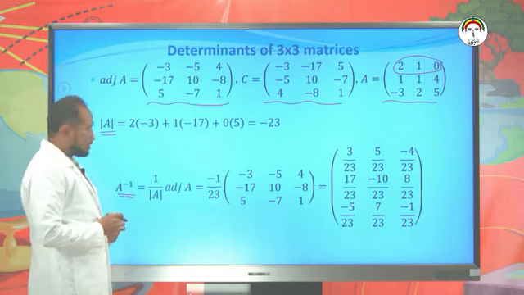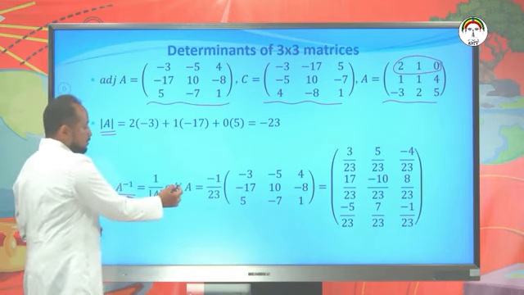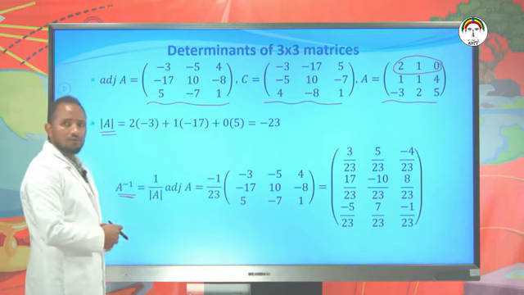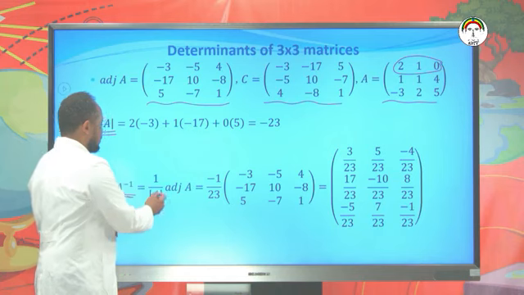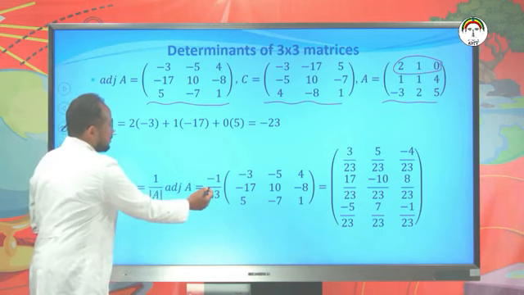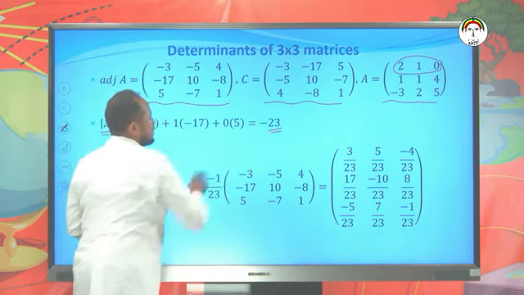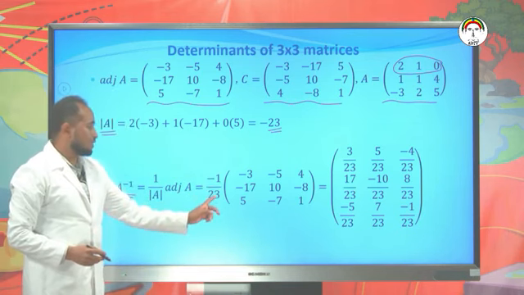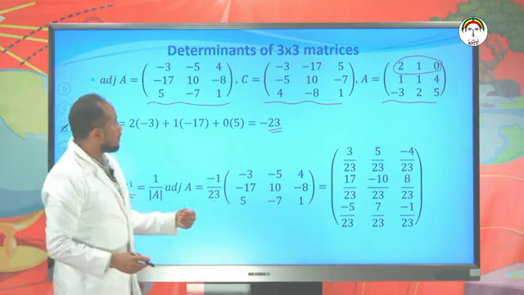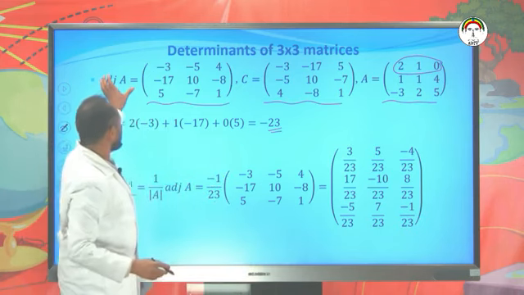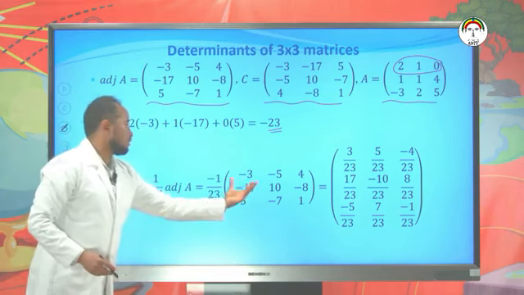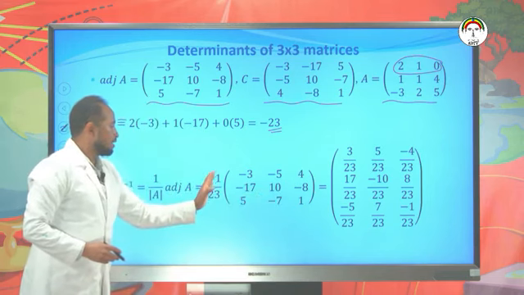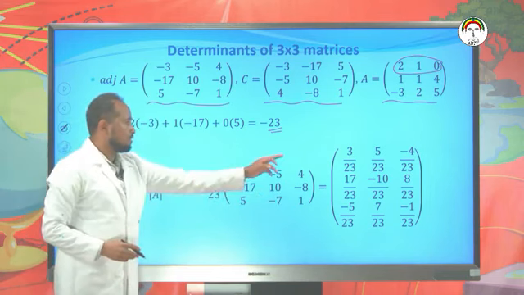A inverse is equal to the adjoint of A over the determinant of A, or 1 over the determinant of A times the adjoint of A. We have found the determinant of A, which is negative 23. Therefore, 1 over negative 23 means negative 1 over 23 times the adjoint of A. We have found the adjoint of matrix A, this matrix. So multiplying this matrix by negative 1 over 23, you get the result.